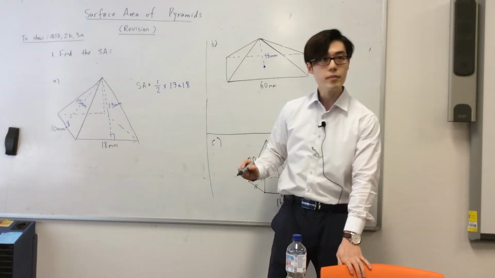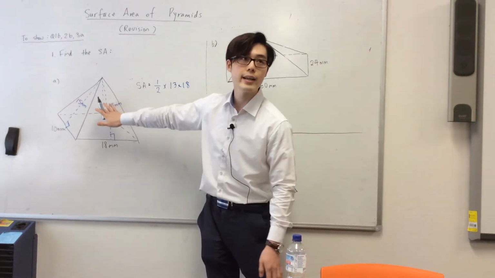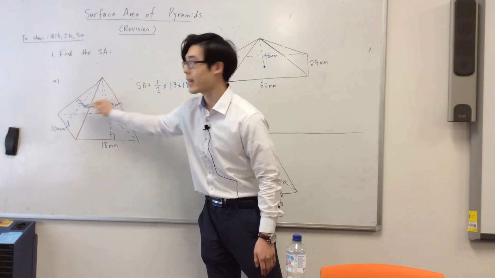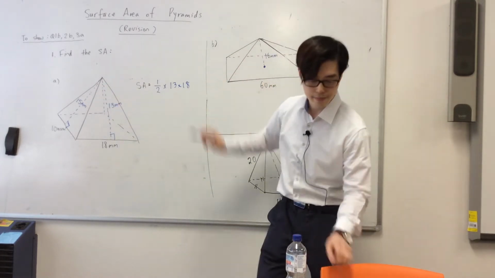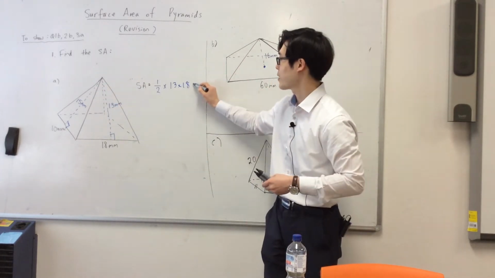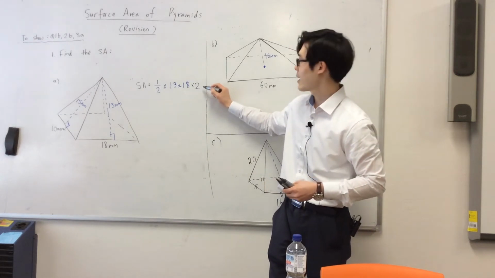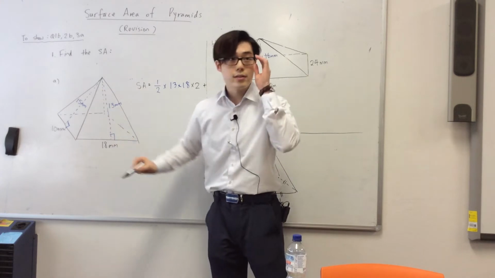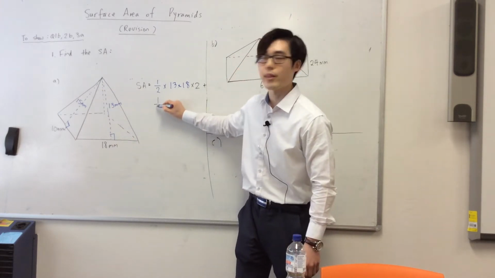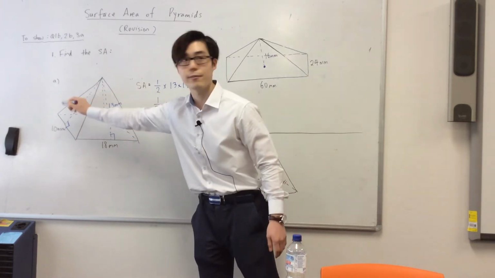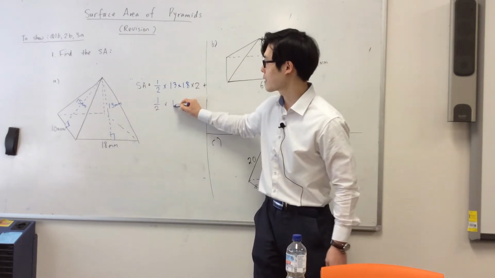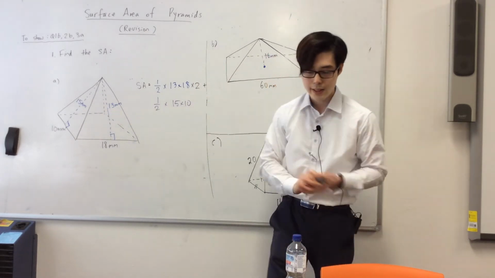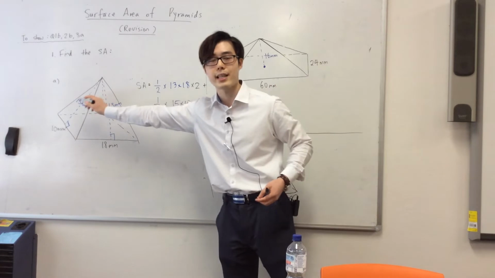Now, this front is the same as the back. So what am I going to do here? Times by 2, because that's the front and the back. Plus, how about the triangle on the side? It's a triangle, so I'm going to start with half again. But as you can see, it's a different dimension to the one in front. So that's going to be half times 15 times 10. And then, once again, I have to times by 2 because that's the same for the left and the right side of the triangle.